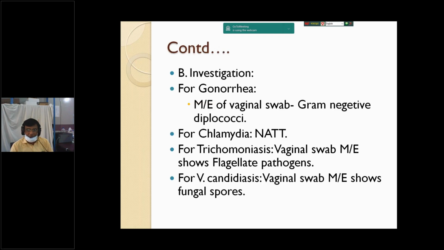Regarding the investigation of this patient, for gonorrhea, microscopic examination of vaginal swab for gram-negative diplococci, for chlamydia, NAT test, for trichomoniasis, vaginal swab for microscopic examination, which will show flagellate pathogens, and vaginal candidiasis, vaginal swab microscopic examination shows fungal spore.